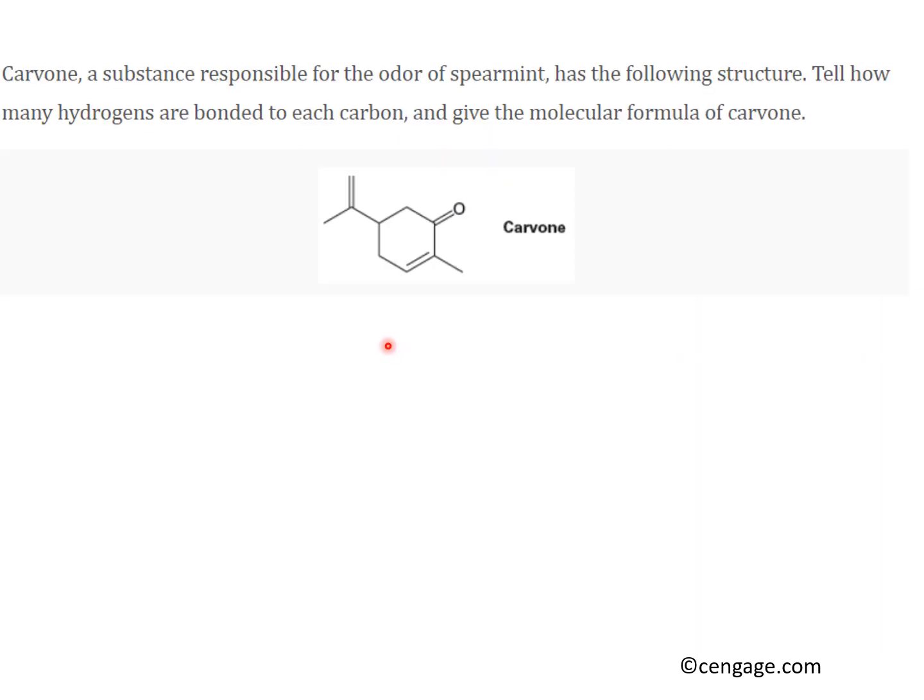Okay, let's solve this example problem from your textbook. It's a worked example, but we can work through it. Carvone, this is a structure of carvone, and it is a compound that is responsible for the odor of spearmint. So the question is asking you how many hydrogens are bonded to each carbon and give the molecular formula of carvone.